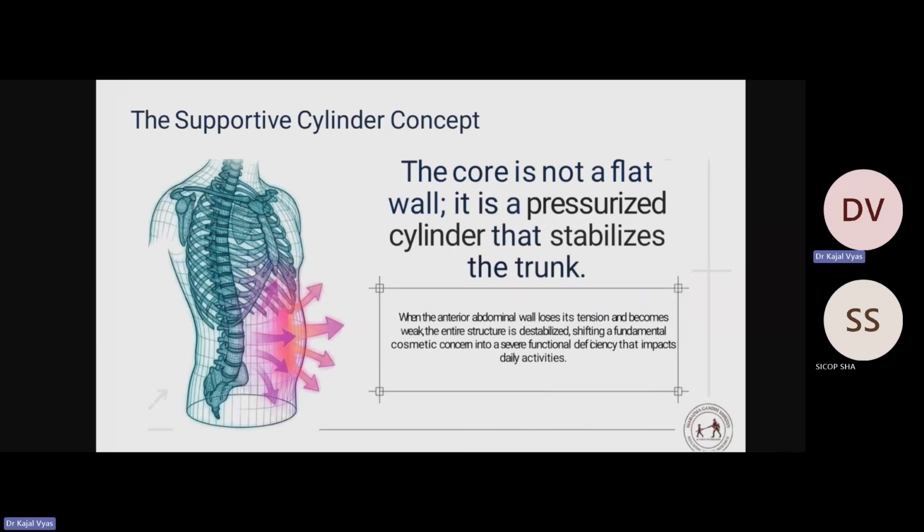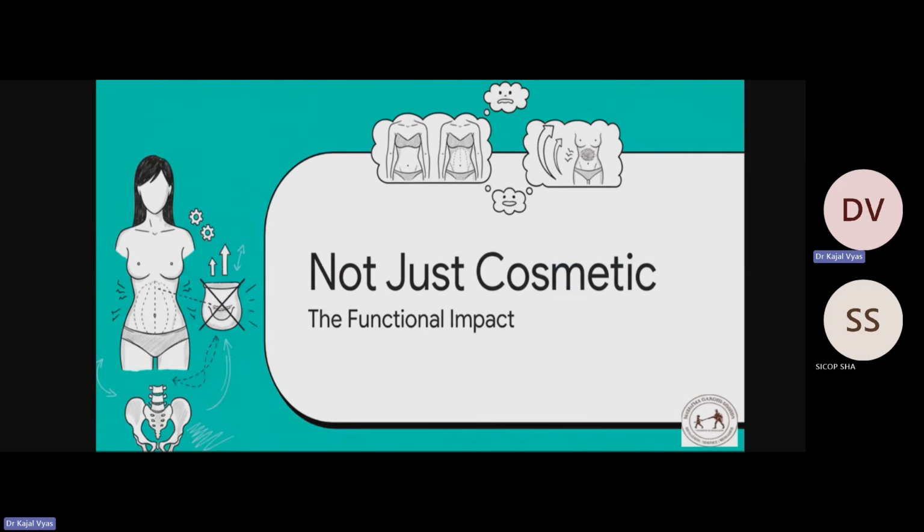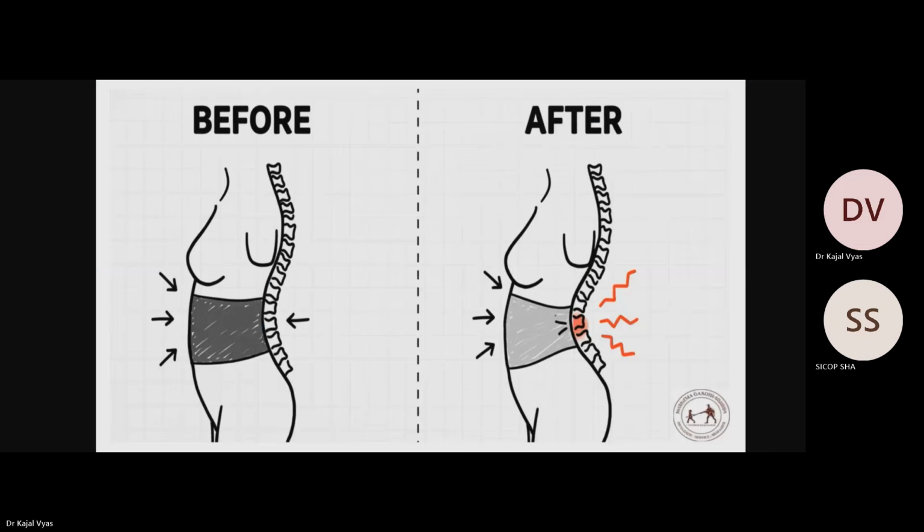So my main concern was that it is not just a cosmetic concern, but it is a functional concern as well. We'll see how it impacts functional activities. As we have seen, if the core is weakened, it destabilizes and can put an impact on the low back region. So if the core muscles are weak, it can lead to low back pain, and it can also have an impact on the pelvic floor, which can lead to incontinence or various pelvic floor dysfunctions. So whenever a patient comes to you with low back pain, you have to correlate it with the core and the pelvic floor. You have to assess the core as well as the pelvic floor and plan your treatment accordingly.